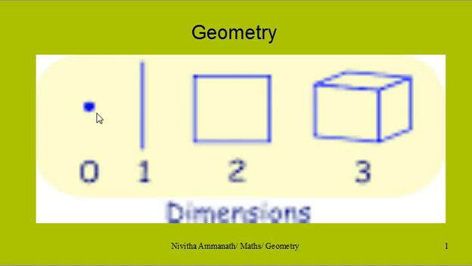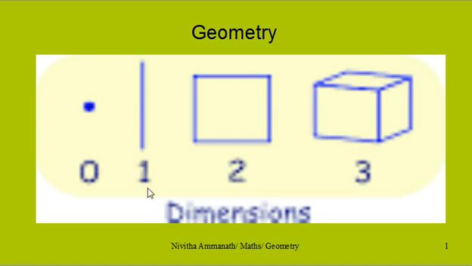Now a point. A point represents a definite position. It is a position. It does not have height or length or size. It is represented by a dot. It has no definite length or width or depth.